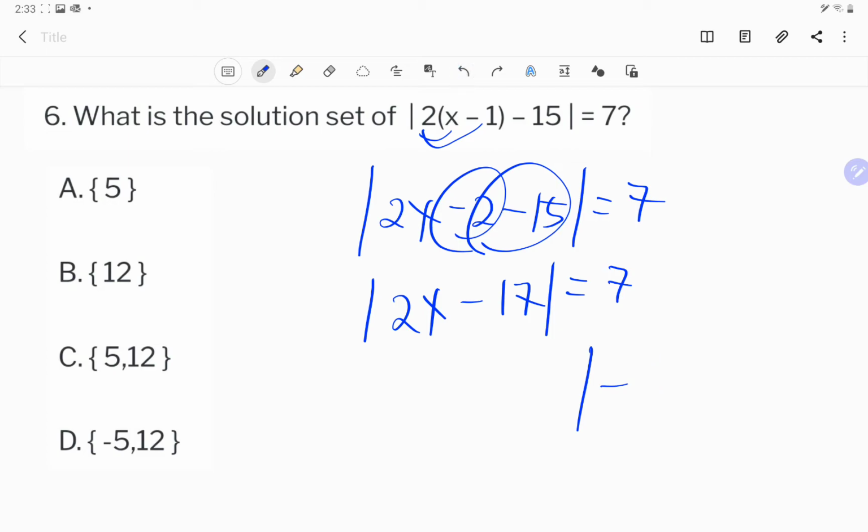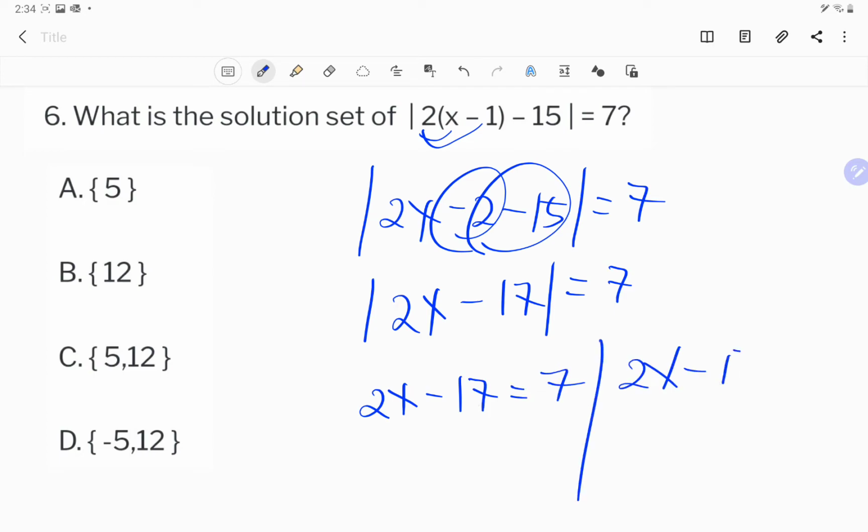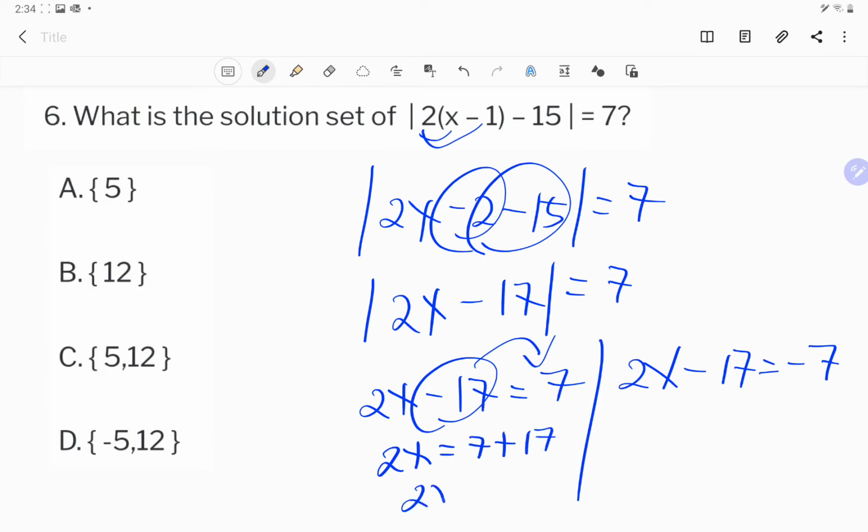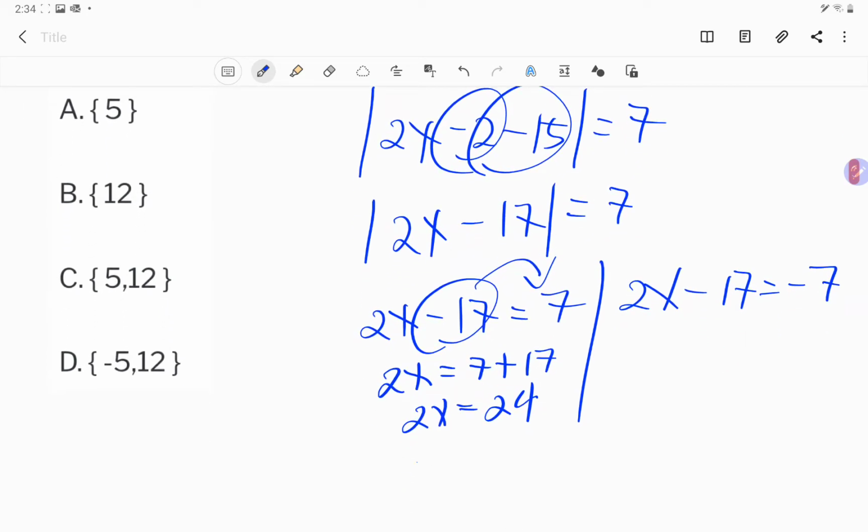Let's say 2x minus 17 is equal to 7. The other one is 2x minus 17 is equal to negative 7. For 2x minus 17 equal to 7, we put the negative 17 to the other side, so that becomes 2x equal to 7 plus 17, which is 2x equal to 24. Divide both sides by 2, x is equal to 12. That is your first value.